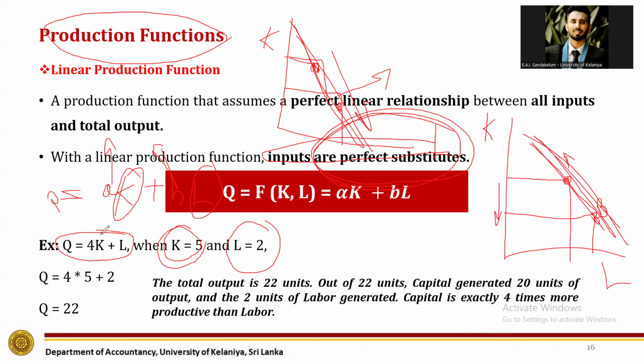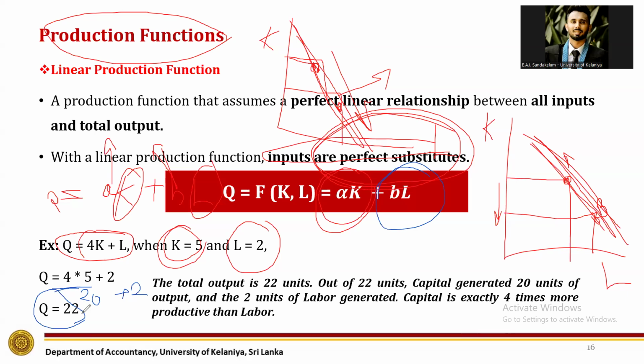Now, the capital contribution and the labor contribution, you can identify these two. According to this, 4 into 5 is 20, and the labor contribution is only 2. So the total output they produce is 22. So you can explain for that economy why. So this is the perfect substitutes.